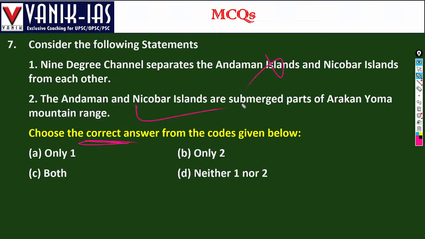The next statement is right: the Andaman and Nicobar Islands are submerged parts of the Arakan Yoma mountain ridge. It is the 10-degree channel that separates the Andaman and Nicobar Islands, and this is a submerged part of the Arakan Yoma mountain ridge, seen in the eastern part of the continent. So only the second option is right. Next question.